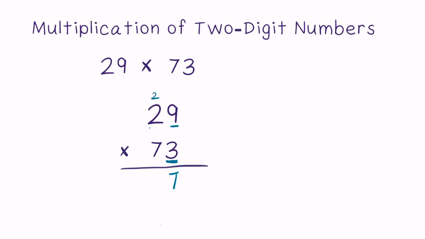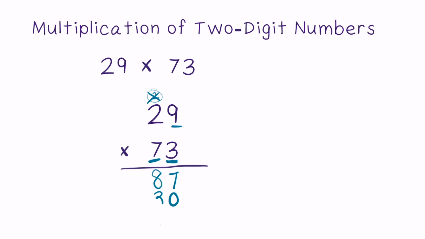Next, let's do 3 ones times 2 tens. 3 times 2 is 6. That's 6 tens, plus the 2 tens we have here is 8 tens. And again, I like to cross off this regrouped 2 tens to show that I've already used it. Next, we'll move over to multiplying 7 tens, but first we'll put our placeholder in the ones place in our next partial product. So 7 tens times 9 ones. So 7 tens times 9 ones equals 63 tens.